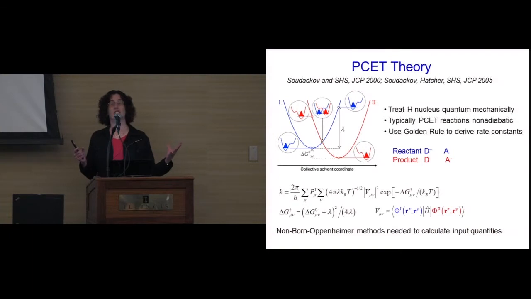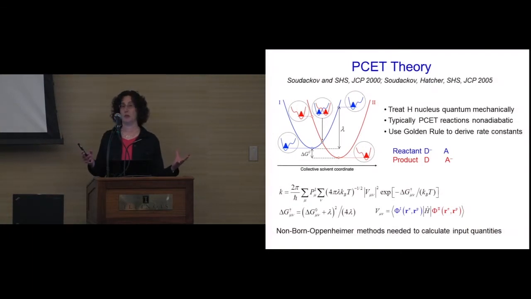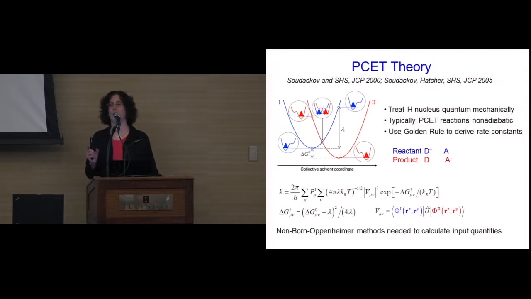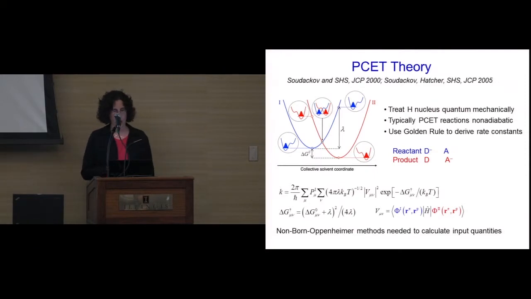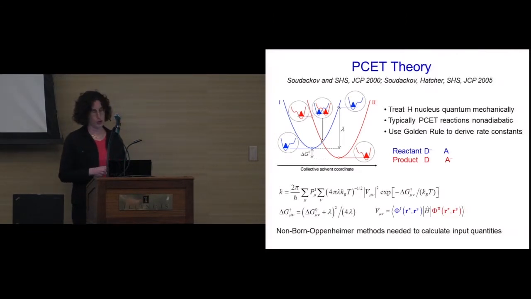But to do this, we need to use the PCET theory I mentioned that we've been developing for many years. I'm not going to go into the details of this PCET theory, but just to point out a few key elements. One is that we need to treat the hydrogen nucleus quantum mechanically. So no classical point charges, it's not going to work here. Typically, these reactions are non-adiabatic, so there are non-Born-Oppenheimer effects that play an important role. Because of that, we can use Fermi's golden rule and derive rate constants in various well-defined regimes.